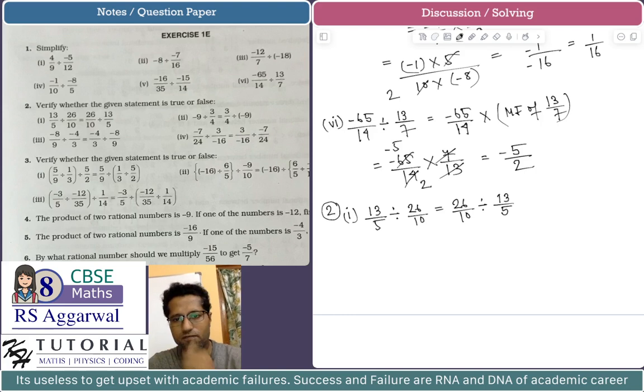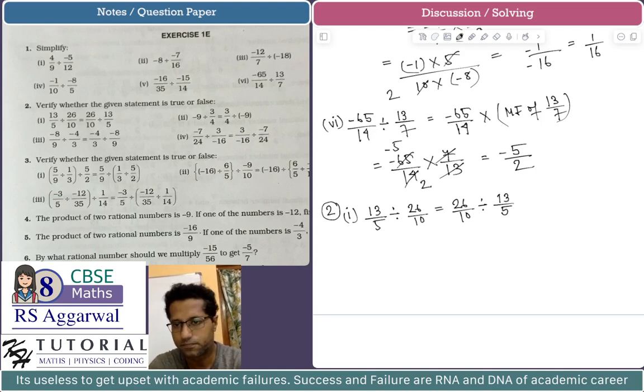Now we have studied that the operation of division is not commutative, but it is not that it will never be commutative. In some cases it might be commutative, but the general idea is that division of rational numbers is not necessarily commutative. In some cases it may be, in some cases it may not be.